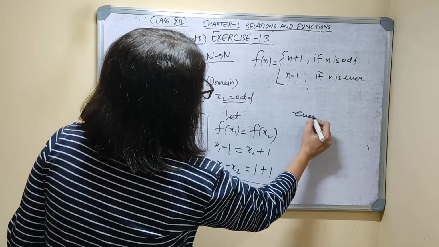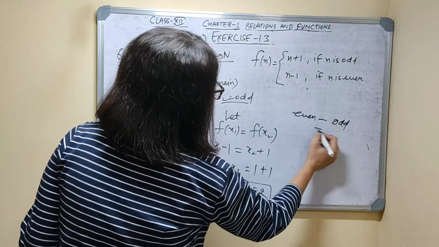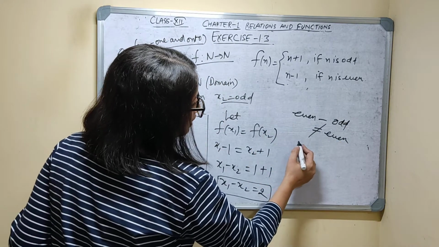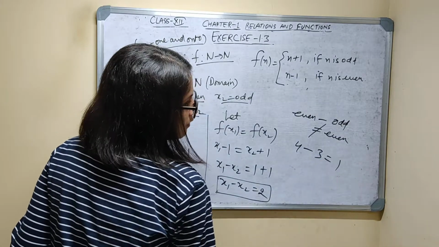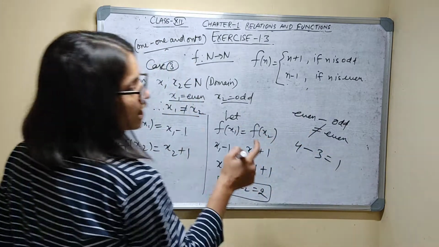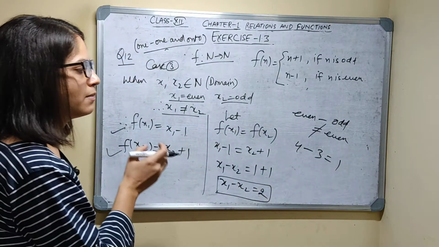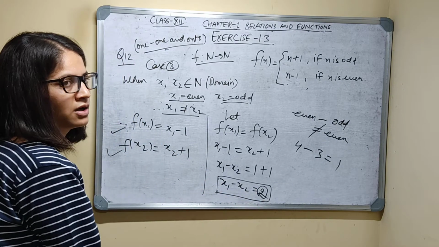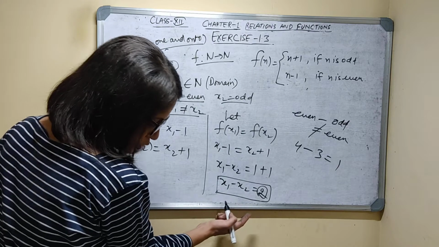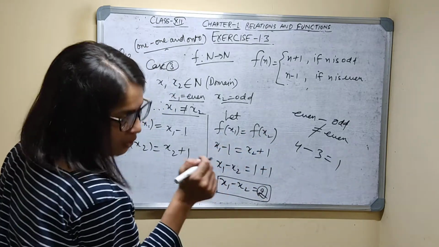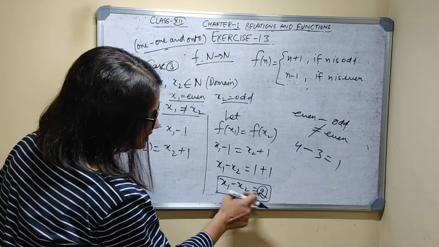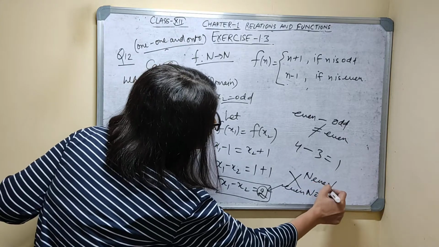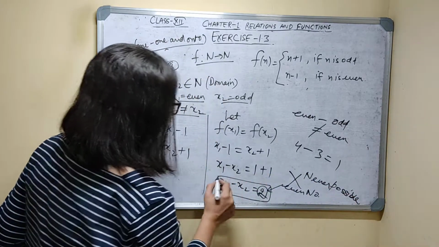If I take f of x1 equal to f of x2, this condition comes: x1 minus x2 is equal to 2. x1 is even, x2 is odd. Even minus odd is never equal to even. Any number you take, 4 minus odd 3, you are getting 1. This number can't be even. If you subtract an odd number from an even number, you will always get an odd number, not an even number. But here it is an even number, x1 minus x2 is equal to 2, which is not possible because even minus odd is always odd. So 2 is an even number. Never possible.